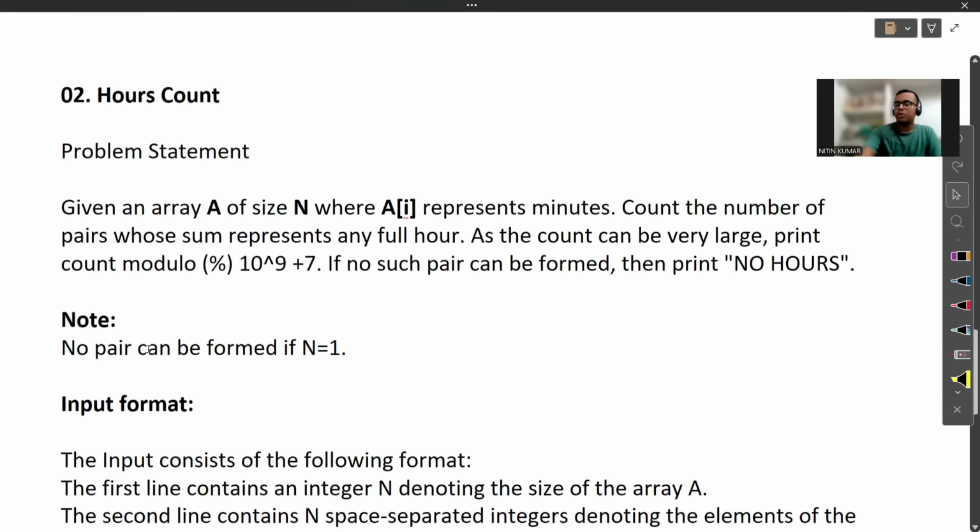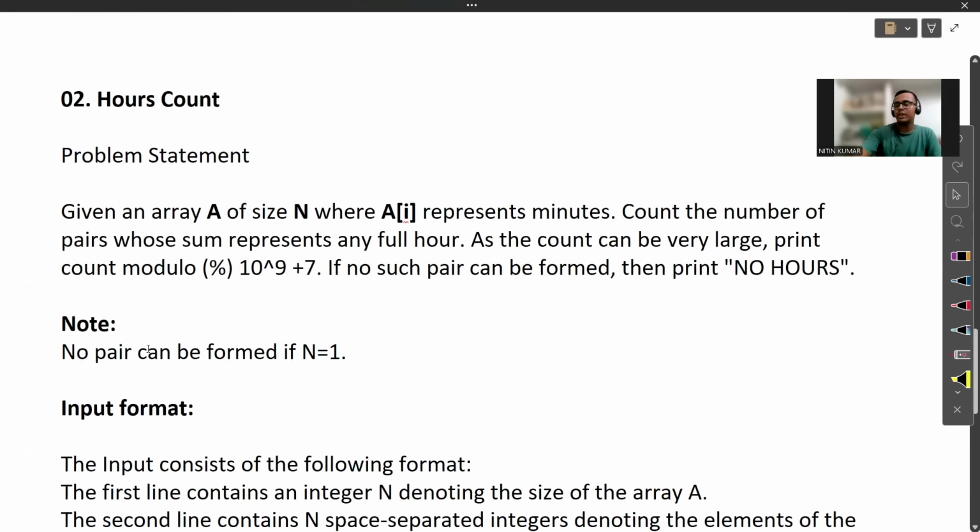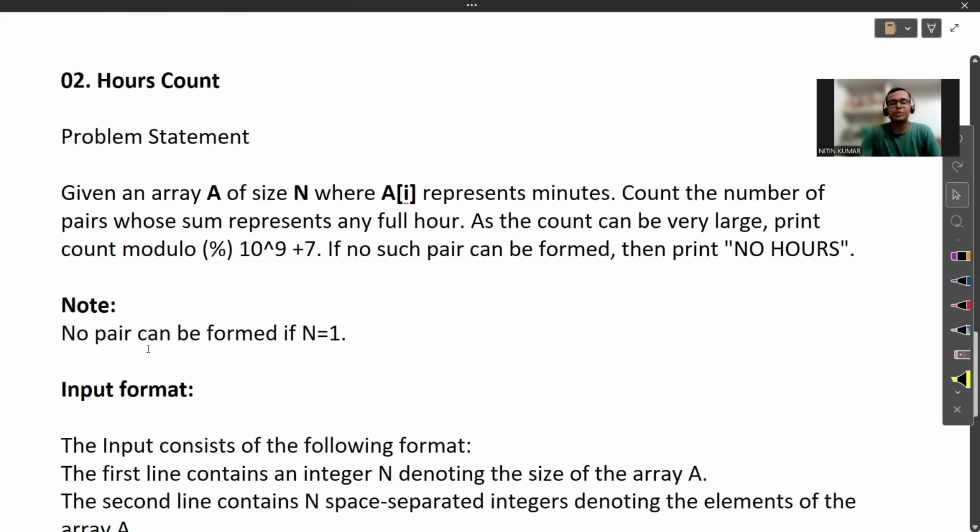You can see the problem is named Hours Count. So what is the problem statement? Let's see it first. The problem statement says that, given an array A, where the size of the array is n, each A[i] represents minutes. That means each element of the array represents minutes. Remember that till now. Now what we have to do is count the number of pairs whose sum represents any full hour.